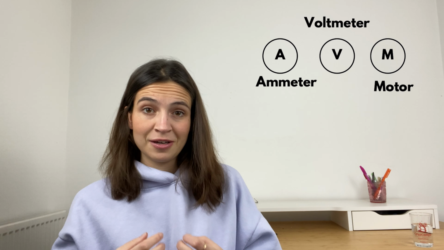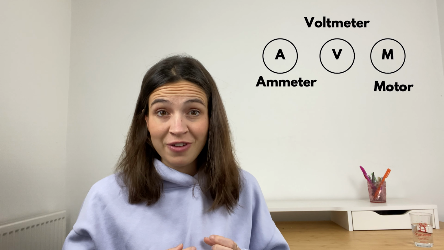First up, we have got our ammeter, our voltmeter, and our motor. And if you ever needed evidence that physicists are lazy, here it is. Your ammeter, which measures current, is a circle with an A. Your voltmeter, measuring voltage, is a circle with a V. And your motor, which spins, is a circle with an M. Sort of inadvertently got the sound of a motor in the background.